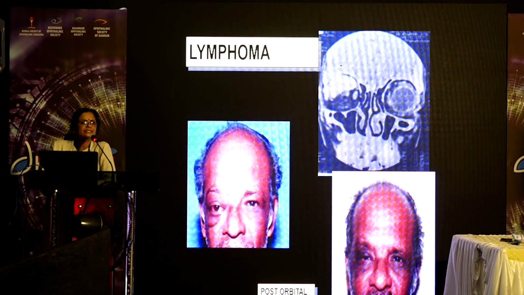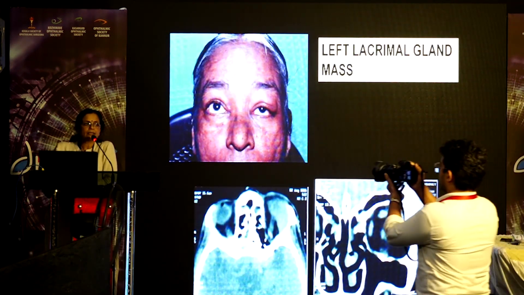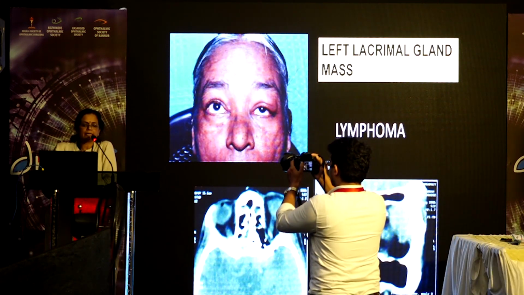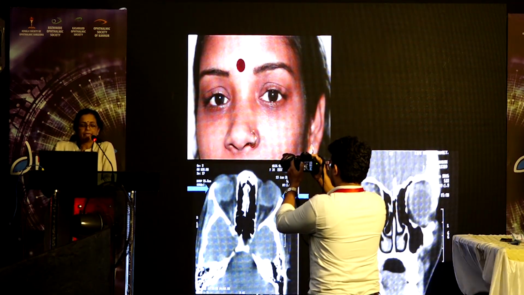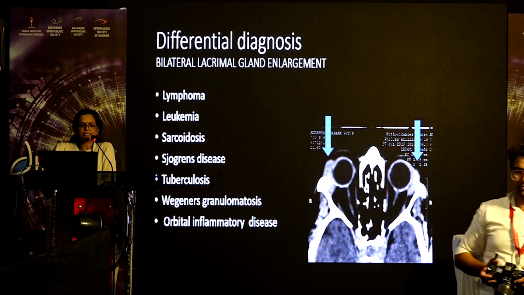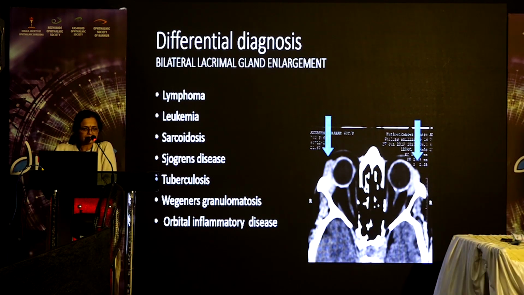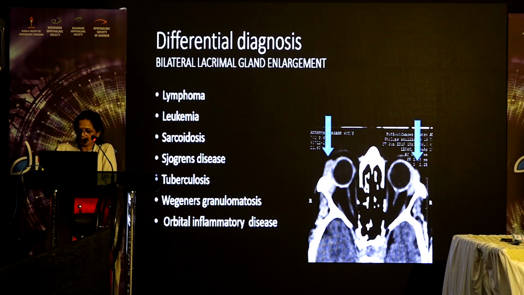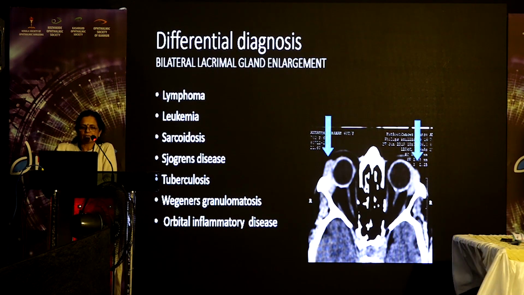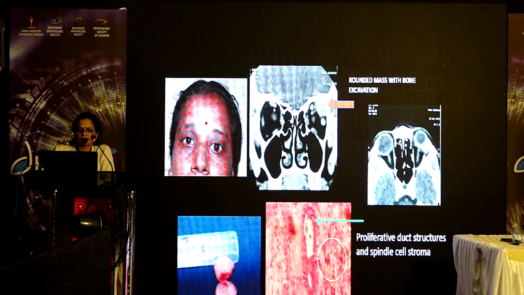Such cases, you just need to do an incision biopsy. Again, lymphoma can occur in the lacrimal gland alone. Bilateral lacrimal gland masses, you should think of differential diagnosis: lymphomas, leukemia, sarcoidosis, Sjogren's disease, tuberculosis, Wegener's, orbital inflammatory disease. These are all the things which should go through your mind if there is bilateral lacrimal gland enlargement.